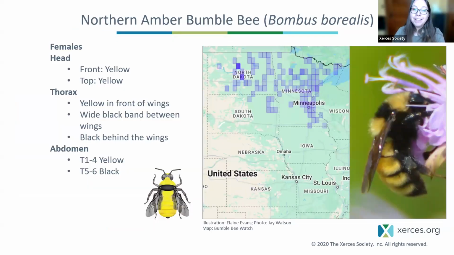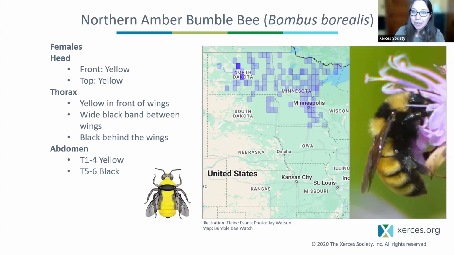Right. The yellow bumblebee looks quite similar to the northern amber bumblebee. So this is another bumblebee species that is really yellow in coloration. This is a species that you're mostly going to be finding in the upper Midwest, so North Dakota, Minnesota, maybe a little bit in South Dakota as well. And this bumblebee is called the northern amber bumblebee because, as I just mentioned, you'll find it in the north and it's quite amber or golden in color.